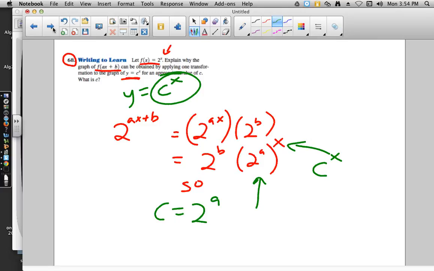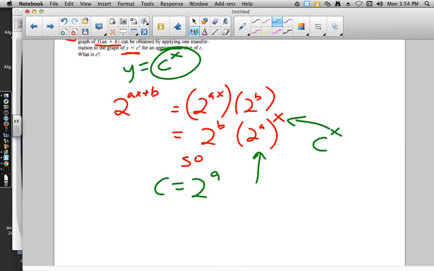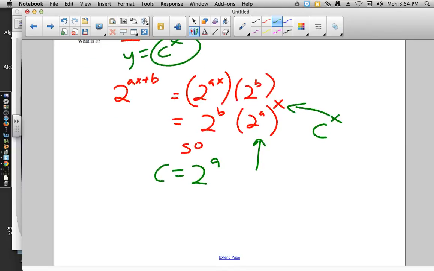Now, the book is going to explain this through vertical stretch factors and all of that good stuff. So when it says explain why the graph of f of ax plus b can be obtained by applying one transformation to the graph of y equals c to the x for an appropriate value of c. And what is c? We have c as 2 to the a. So if we think about what's the rest of this going to do, what will happen if we raise that to the x power and then we add b? Well, our vertical stretch here is going to be 2 to the b.